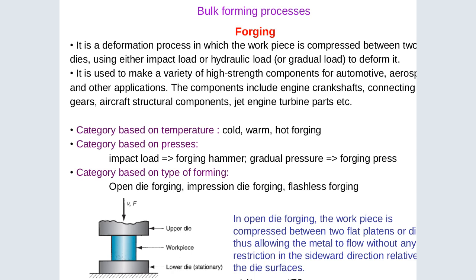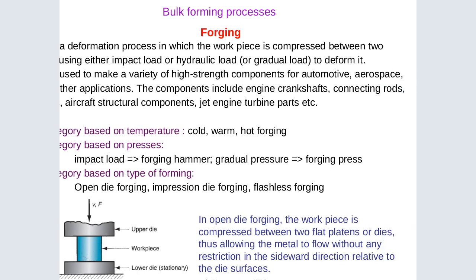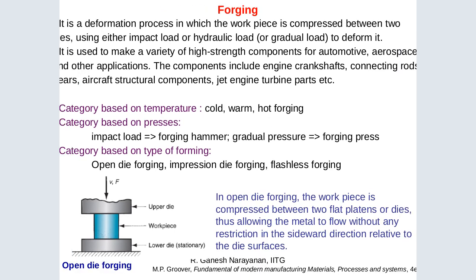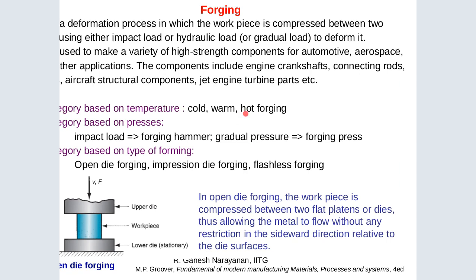You will now give the categories according to the three categories that we have talked about. We have talked about the categories based on the temperature, that is cold, warm, and hot. We have talked about the categories based on the presses, that is the impact load pressing, and we also have the gradual press and the forging press. And we also talked about the category based on the type of forming: the open die, the impression die, and the flashless die.